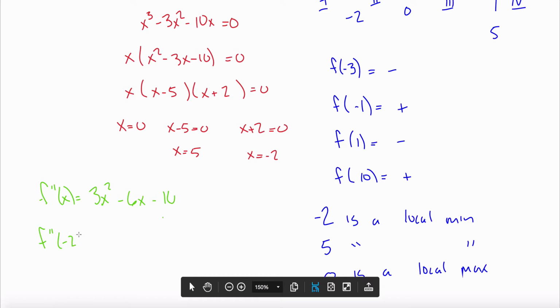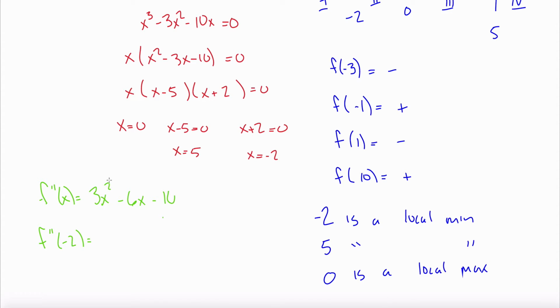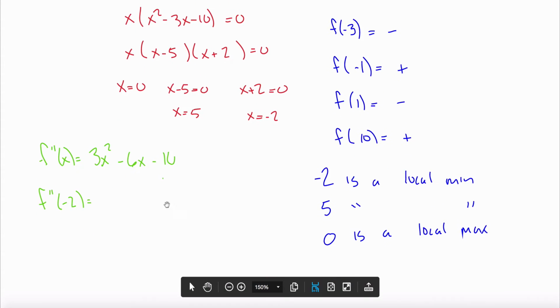So I figure out f double prime of negative 2. And again, it doesn't matter what the number is. It just matters whether that number is negative or positive. So negative 2 squared is 4. And 4 times 3 is 12. And then negative 6 times negative 2 is also 12. 12 and 12 gives me 24. So even when I subtract 10, I'm still going to be positive. So f double prime of negative 2 is positive.